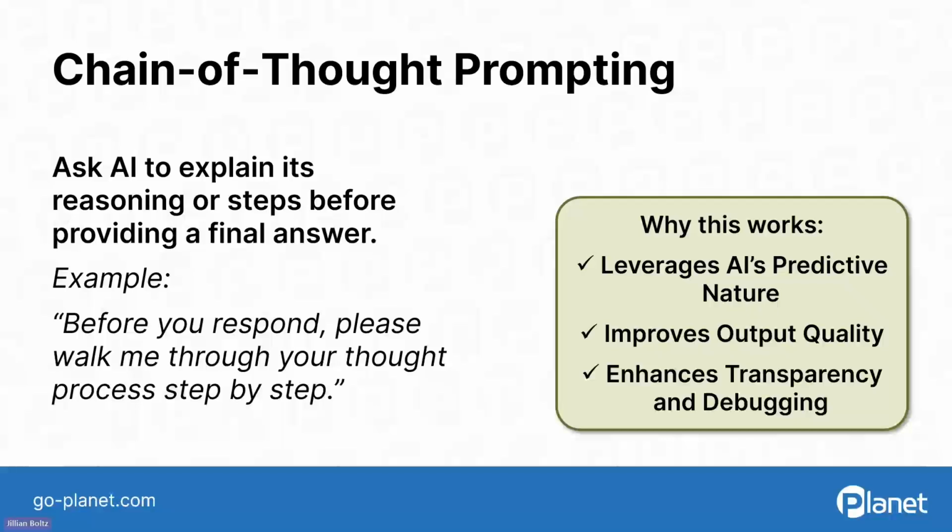And this really works because it helps leverage AI's predictive nature. Large language models generate responses by predicting the next word. When you ask for a thought process first, the AI integrates that reasoning into its subsequent word predictions for the actual answer, and it improves the output quality. This forces the AI to bake in internal considerations about the task into its response, leading to more coherent, thoughtful, accurate, and transparent outputs. And of course, that enhanced transparency allows for easier debugging.